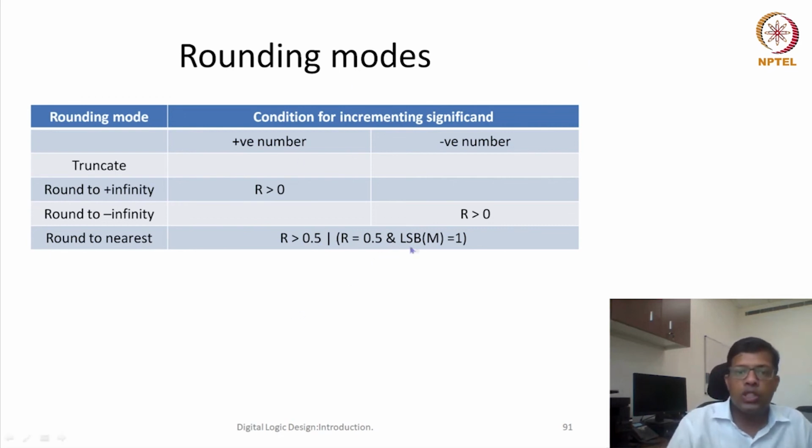So how to see if the significant is odd or even? Significant means lower significance, the least significant bit of my mantissa. If it is 1, then I will add 1, otherwise I will not. So let's try to understand this with an example.